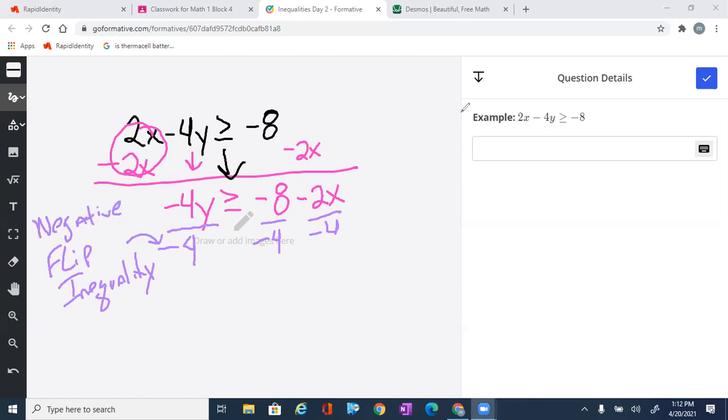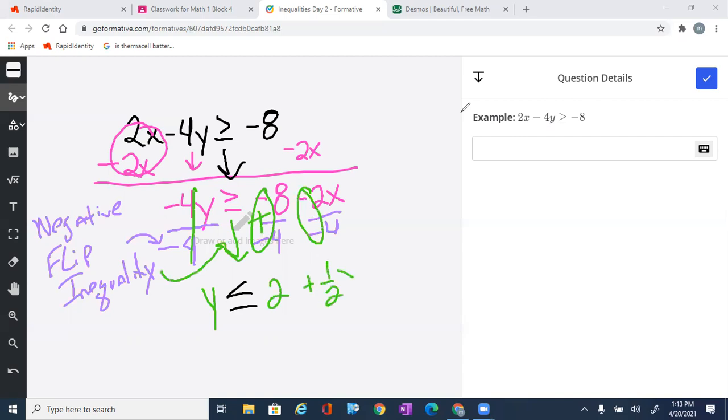So once we have that, negative 4 divided by negative 4 is 1, y comes out. We are going to flip, meaning it is going to turn the other direction. And then we continue doing our normal math. Negative 8 divided by negative 4, which is 2 negatives make it positive. 8 divided by 4 is 2. 2 negatives make a positive. 2 divided by 4 is 1/2, so positive 1/2 x.